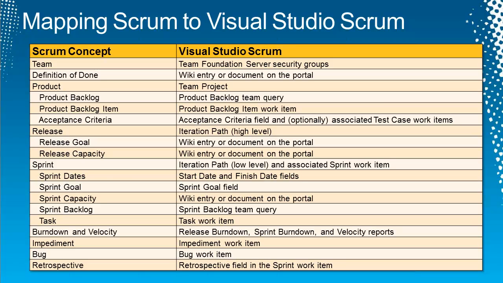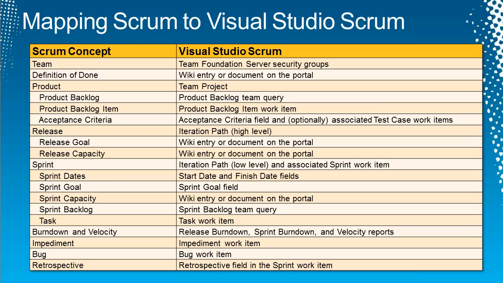Acceptance criteria are just the optional fields on the, I shouldn't say they're optional. They're optional from TFS's point of view, but they're not optional for the team's point of view, because that will help them understand the requirement and help them size it correctly. You can also associate test cases earlier in the sprint and just put descriptions in there to flesh out those acceptance criteria as well. Releases and sprints are iteration paths with additional metadata on the sprint work item. If you've got a release goal or you're tracking release or sprint capacity, you need to put those things in another document. There's no first-class support in Visual Studio Scrum for that.